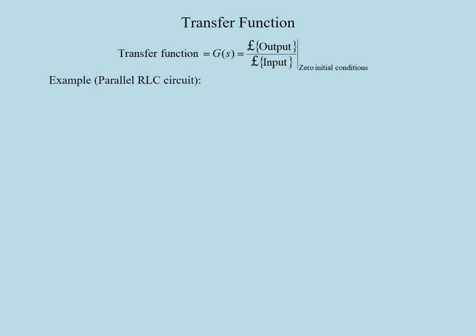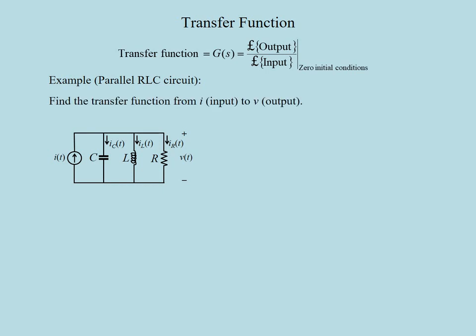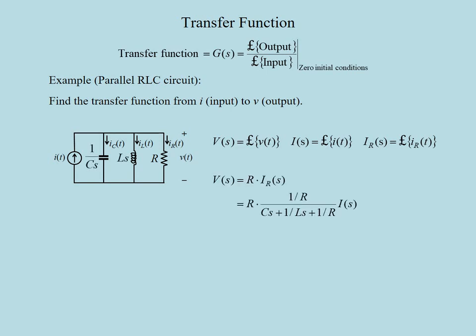Here is another example, a parallel RLC circuit. Let us now obtain the transfer function from the input current to the output voltage. In doing this, we are going to denote the Laplace transforms of the output voltage v, the input current i, and the current in the resistor R, namely i sub R, with their corresponding capital letters. In fact, the transfer function of this circuit can be obtained directly if we consider the impedance expressions of the elements. We know that V is equal to R times I sub R by Ohm's law.